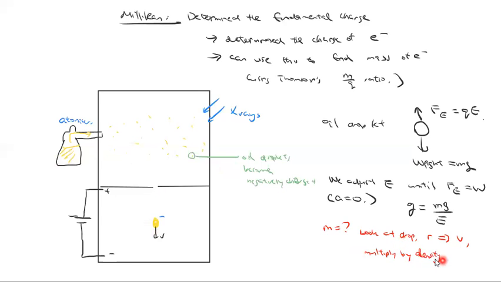And basically the result of all of this is he was able to determine various charges. Obviously, he does this lots of times, and he gets lots of values of Q.